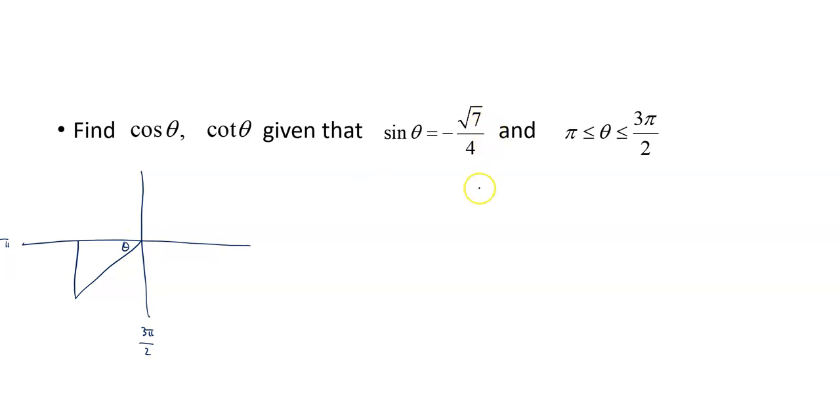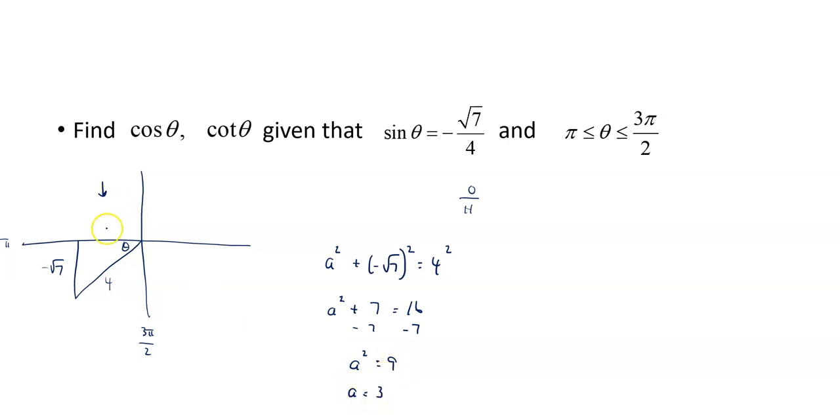So sine is opposite over hypotenuse. So the hypotenuse is 4. The opposite side is negative square root of 7. I need to find this missing side over here. So something squared plus negative square root of 7 squared equals 4 squared. So a squared plus, if I square a square root, I get back what I started with. Subtract a 7 from both sides. Oh, look, the numbers work out nice. If a squared is 9, then a is 3. And now from here, I think you can finish it, right?